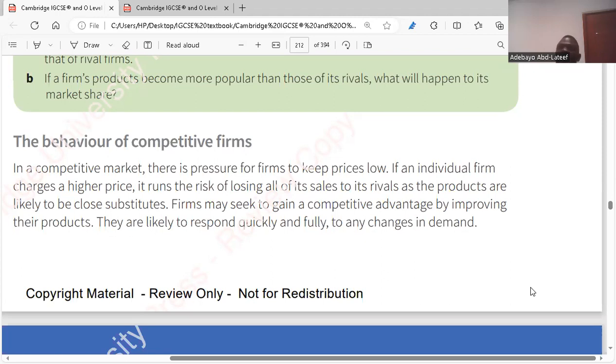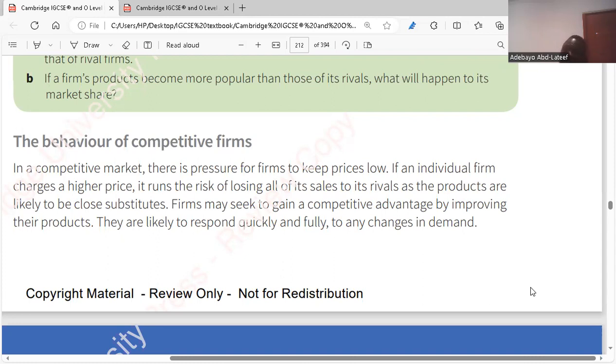So what firms could do is to gain competitive advantage. How can they gain competitive advantage? They can gain competitive advantage by improving on their products, maybe the quality of their products, or the services they render. Do you understand? Yes. Or being flexible enough to be able to meet up with changes in the demand of their customers. So this makes them reliable, and customers will be loyal to them.